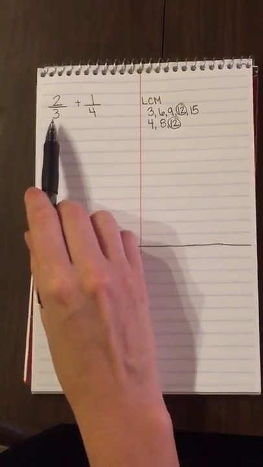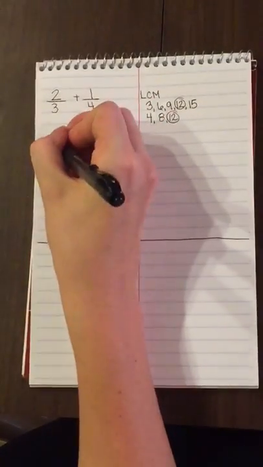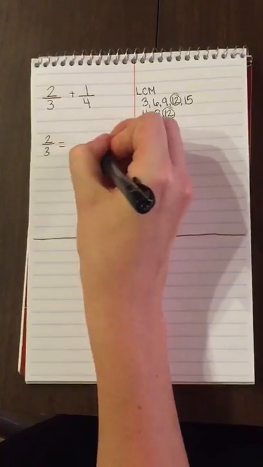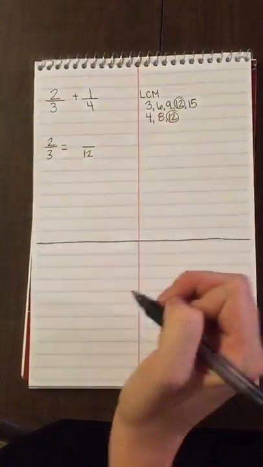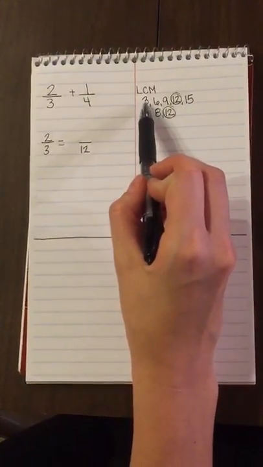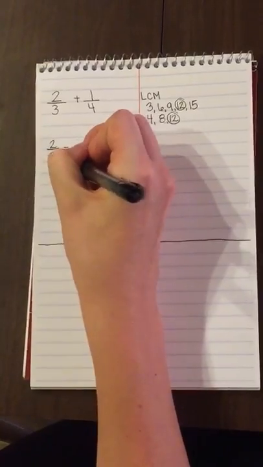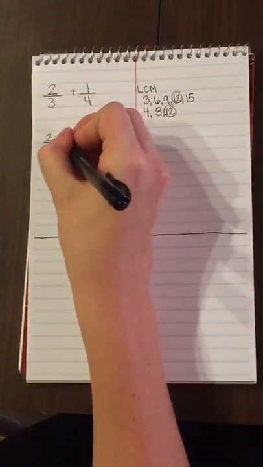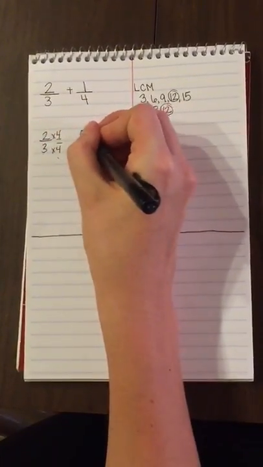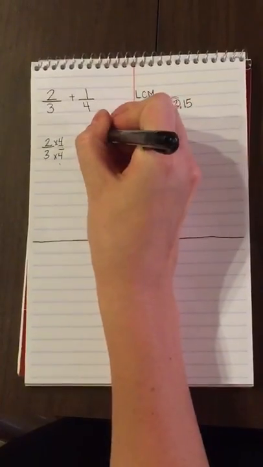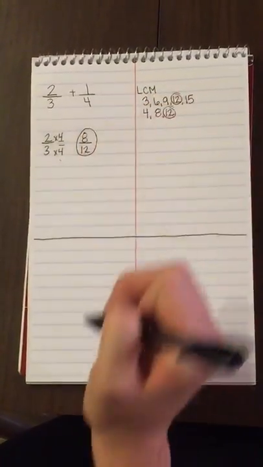So now I need my denominators to be 12. So I take 2/3 and I'm going to make an equivalent fraction with 12 as my denominator. So then I think, 3 times what is 12? Or I can count 1, 2, 3, 4. So 3 times 4 is 12. Whatever I do to the denominator, I do to the numerator, and 2 times 4 is 8. So that's my first fraction with a denominator of 12. So I'm going to circle that.